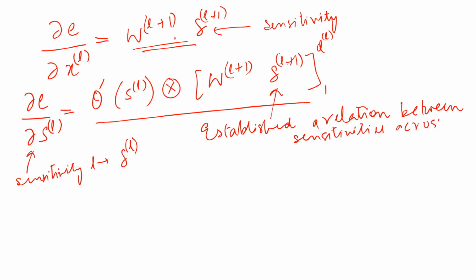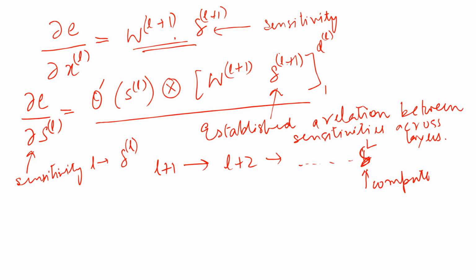So why is that important? Well, we can extend this logic. The sensitivity of layer L plus 1 is related to the sensitivity of layer L plus 2, and L plus 2 is related to L plus 3, and so on, until the sensitivity of the last layer. So if we can somehow compute the sensitivity for the last layer, then I can get the sensitivity of L minus 1, then L minus 2, and so on until I get the sensitivity for layer 1.